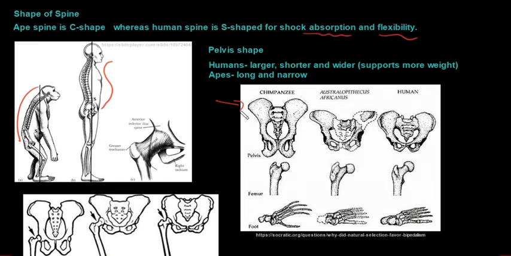Then pelvis shape. This one has popped up in quite a few previous exams. They'll give you a diagram like this and ask you to explain what you see or to identify which pelvis is which. In humans, we have a larger, shorter and wider pelvis that will support more weight. If you look at this one, you can see it's quite wide and not as tall, so it's quite short. Whereas apes have a very long and very narrow pelvis compared to that of a human. In between, you'll have Australopithecus or Ardipithecus with an intermediate pelvis between apes in general and humans.